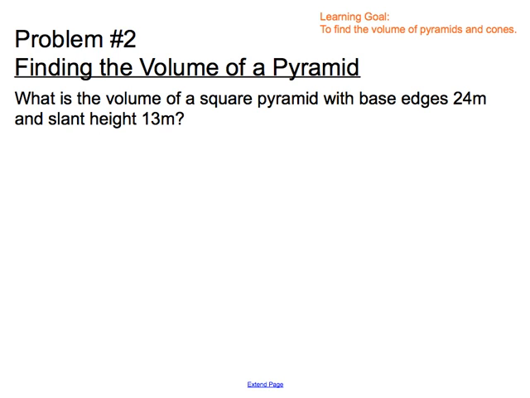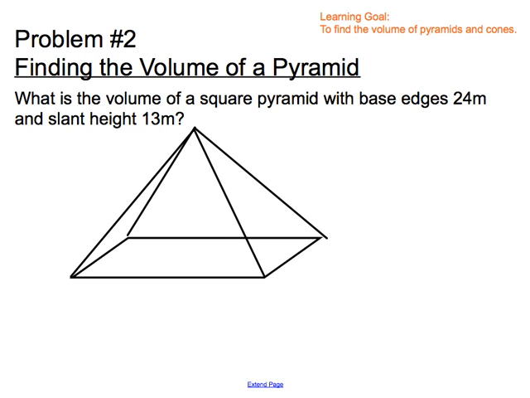Our next question asks us to find the volume of a square pyramid that has base edges of 24 meters and a slant height of 13 meters. So let's start by drawing a picture. Here we have our square pyramid. Each of the base edges is 24. And the slant height, or the length from this vertex to the midpoint of one of the base edges, is 13 meters.